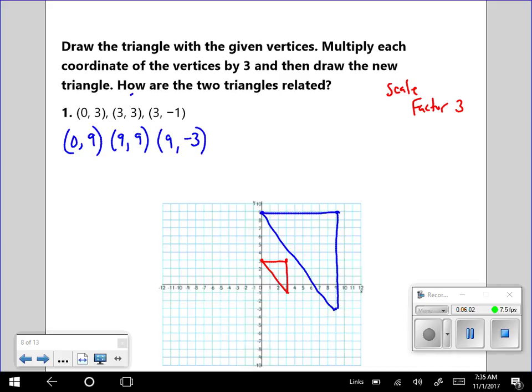So the last question it says is, how are these two triangles related? Well, remember, obviously they're not congruent triangles. They're not the same shape and same size. But since we stay consistent with our scale factor here, each piece was multiplied by the same number, we're going to have proportional sides. We're going to have a proportion of 1 to 3. So here's 3, here's 9. If we simplify that, it would be 1/3. So they are similar triangles.